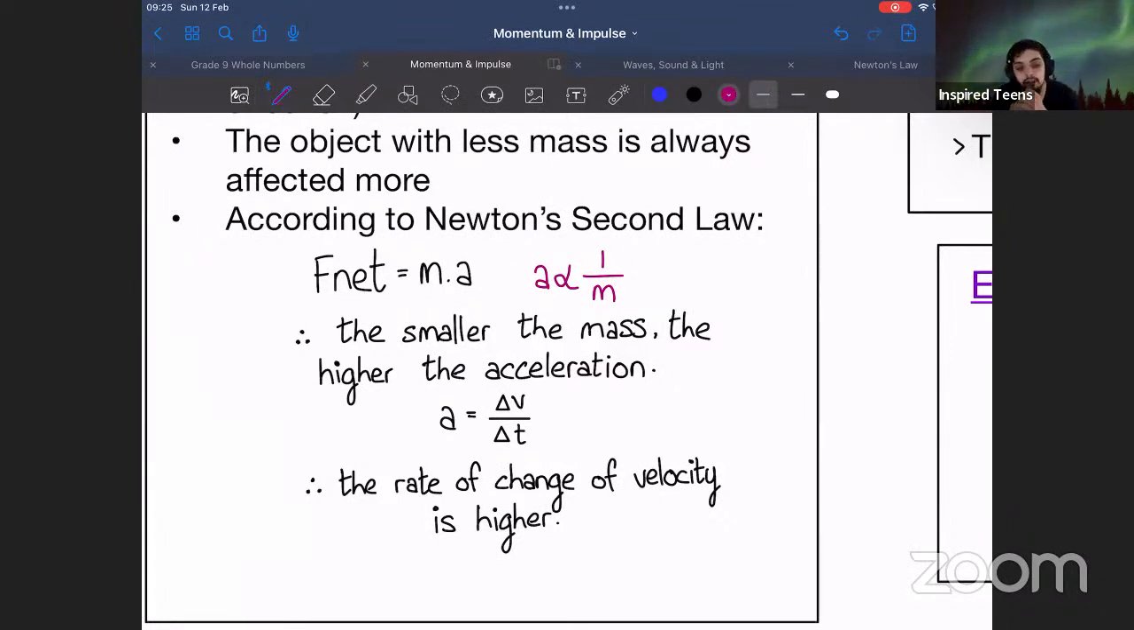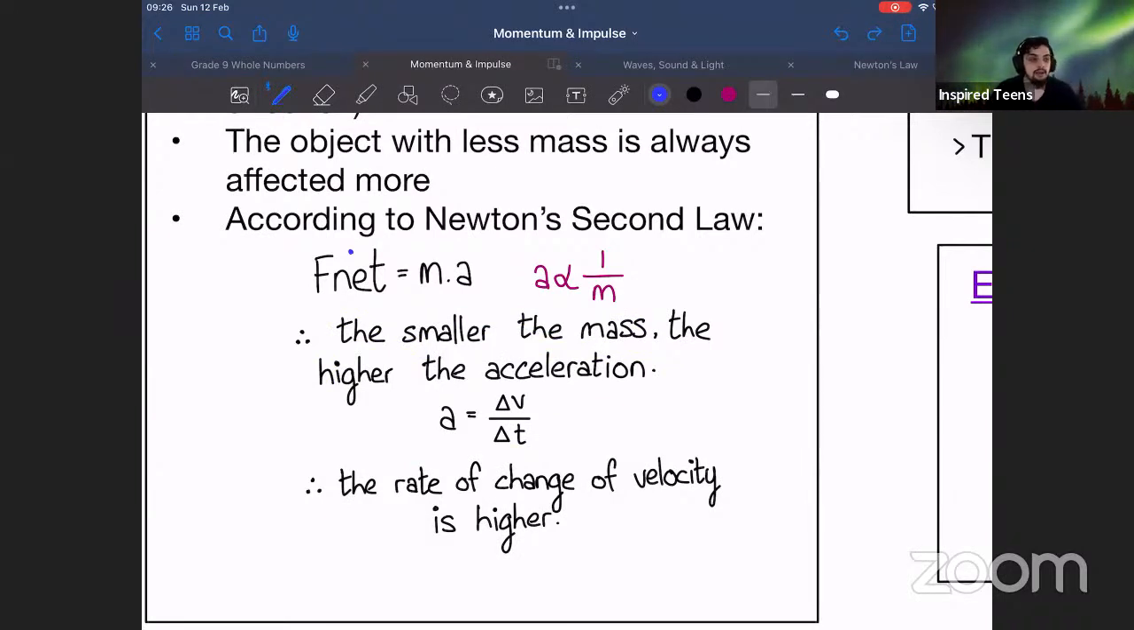According to Newton's second law, F net is equal to m times a. When we say acceleration is inversely proportional to mass, that is provided that F net is constant. Why is F net constant? Because of Newton's third law. F net is constant in this case because the objects exert the exact same force on each other, so the net force is not changing between the two objects. Therefore, acceleration is inversely proportional to the mass. So the smaller the mass, the higher the acceleration.